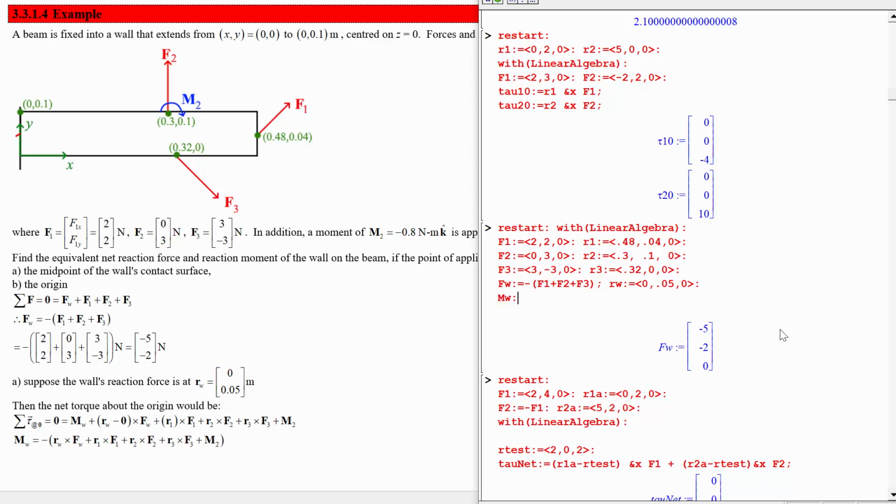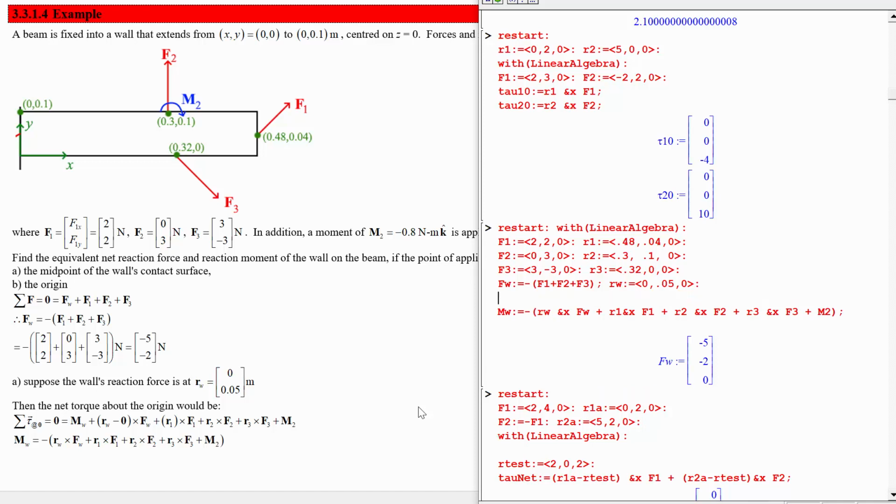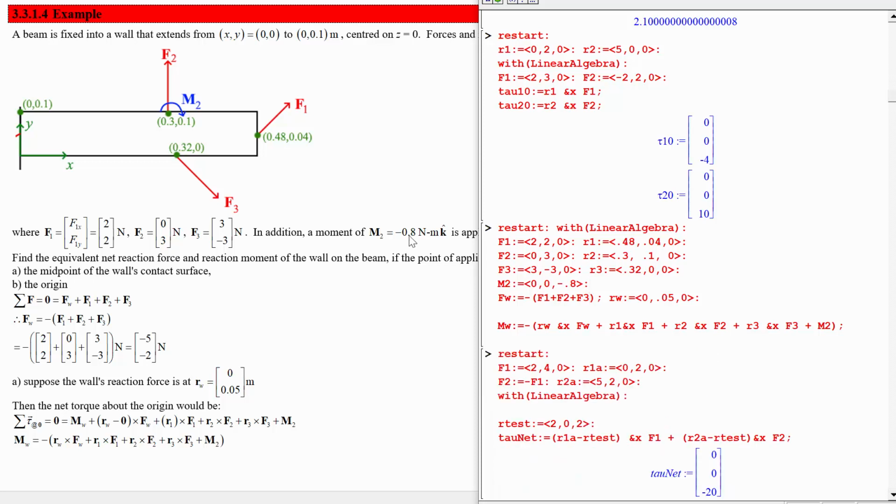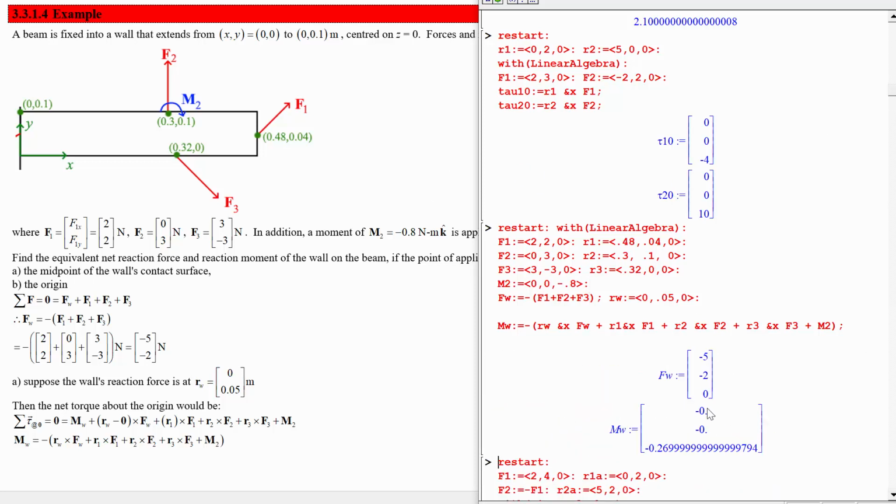So then that means that MW, by the work that we wrote out here, should be negative RW crossed with FW plus R1 crossed with F1 plus R2 crossed with F2 plus R3 crossed with F3 plus M2, which we need to put in. So the applied moment is negative 0.8 in the Z direction. So that'll be 0, 0, negative 0.8. Okay, so let's check. Yeah, so 0, 0, and negative 0.27.